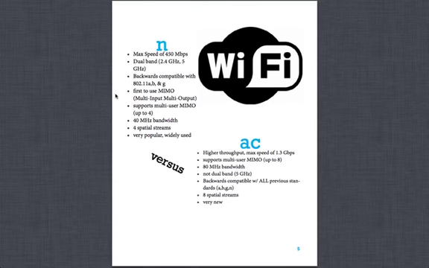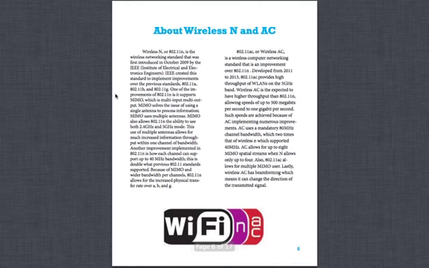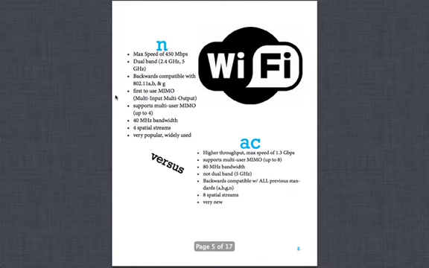So just a little bit about wireless N and wireless AC, starting with wireless N. N is probably the most widely used wireless standard right now for all wireless access points and wireless routers. It provides speeds of up to 450 megabits per second, and it's the first standard to introduce dual band on both frequencies, 2.4 gigahertz and 5 gigahertz, and the first to use MIMO, multiple-input multiple-output.